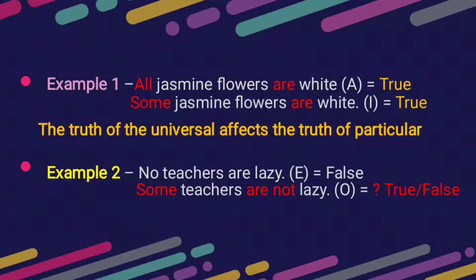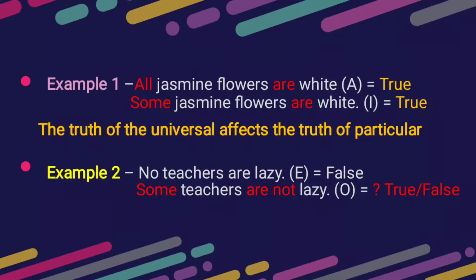In example number 1, which says all jasmine flowers are white, it is true. Then, the particular, some jasmine flowers are white, is also true. As you can see, the truth of the universal affects the truth of the particular.